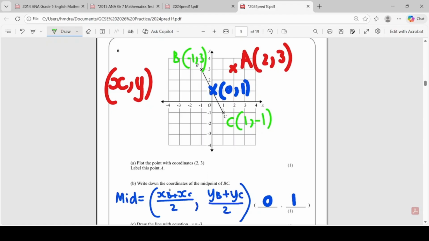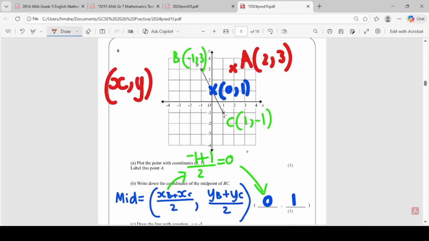So if we then work these out, x_B is -1, we add on x_C, which is 1, and we divide it by 2. That is going to be -1 add 1 is 0, divided by 2 is 0. So we see we get that same answer there.